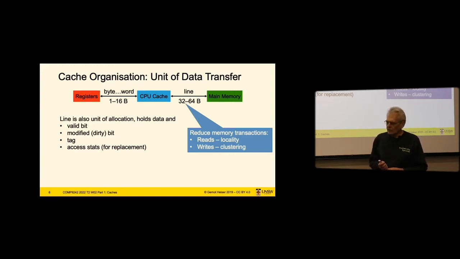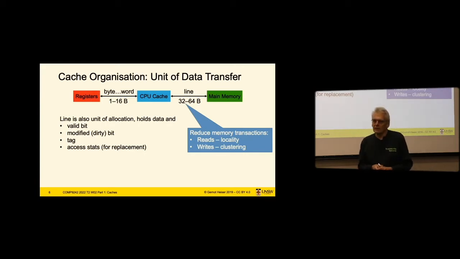So the cache line is the unit of allocation, meaning the unit with which data gets allocated in the cache. The cache is a cache of memory, and so allocating anything there allocates a line at a time, and it's also the unit by which data gets fetched from the main memory. And per line, it has some metadata to keep track of things.